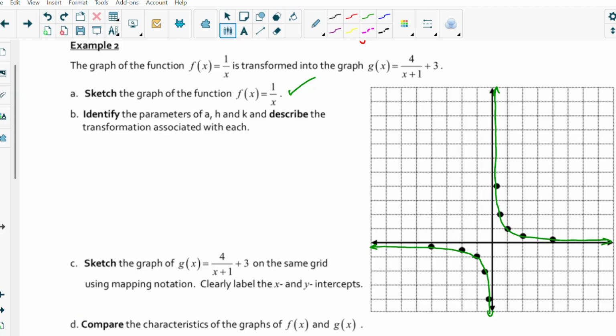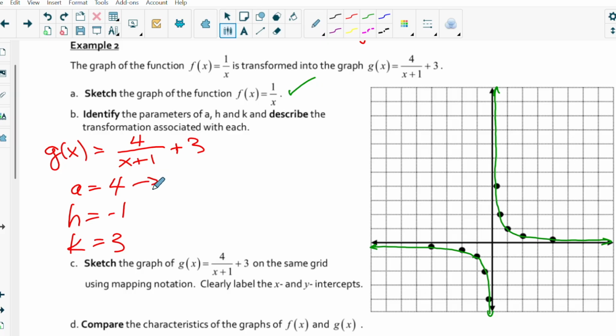Identify the parameters a, h, and k, and I'll do that in red from our transformed graph. So our equation is g of x equals 4 over x plus 1 plus 3. A equals 4. H equals, it says x plus 1, that's x minus -1, so h equals -1, and then k equals +3.